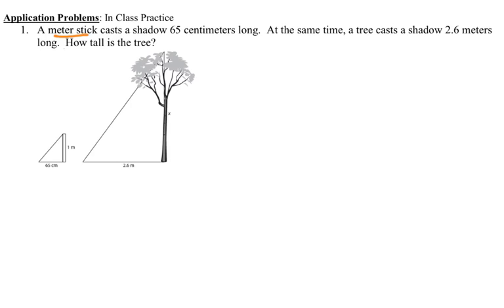It casts a shadow 65 centimeters long. I've got two different measurements, so I've got to decide what I'm going to use, meters or centimeters. Make up your mind, decide, it doesn't matter, but just make up your mind. At the same time, a tree casts a shadow 2.6 meters long. So we've got the tree, which we would probably be better off measuring in meters, and it's casting a shadow that's 2.6 meters. We've got a meter stick, which is 1 meter, and 65 centimeters.